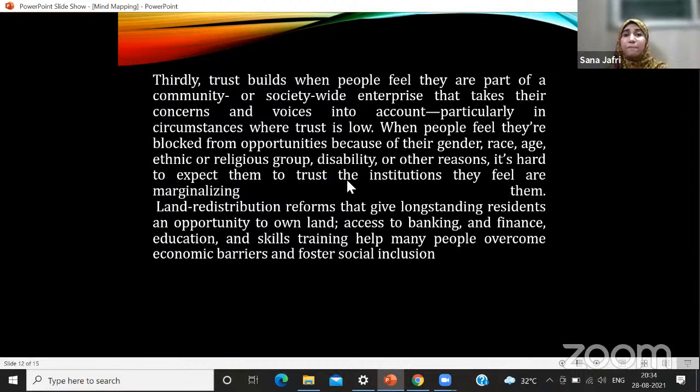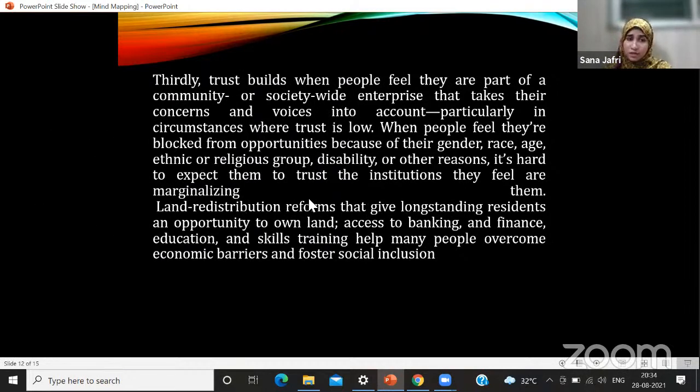Okay? When people feel they are blocked from opportunities because of their gender, race, age, we know very well what inequality is. All right, gender, race, religion, disability are the reasons. It's hard to expect them to trust the institutions they feel are marginalizing them. When they feel they are being discriminated against, they don't consider themselves part of society, and problems arise. Of course, I think it's very clear, and that's how the trust deficit creeps in.